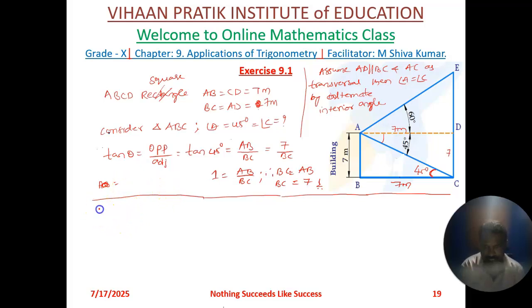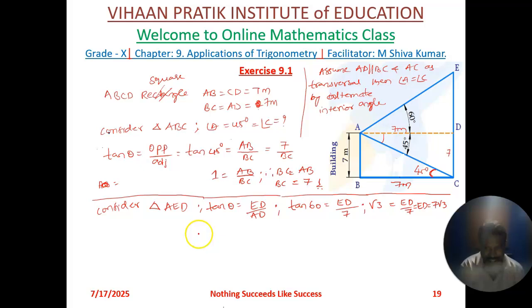Now consider triangle AED. From this, tan theta equals opposite ED by adjacent AD. We know here theta is 60. So tan 60 equals, we don't know ED, so we'll write ED as it is, by AD, which we just found out is 7. And tan 60 is root 3. So root 3 equals ED by 7, which gives ED equals 7 root 3.